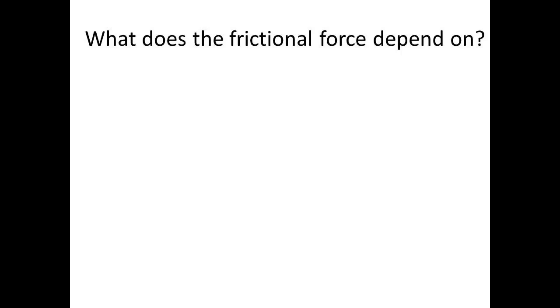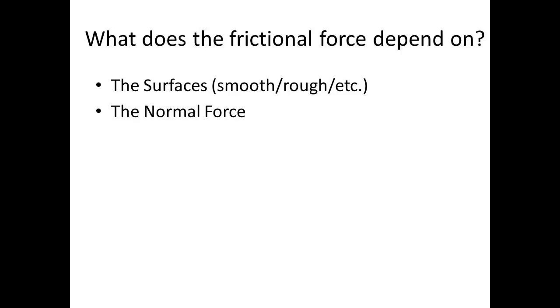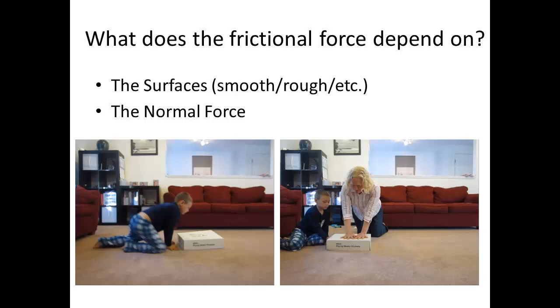The first is pretty obvious, the two types of surfaces. For example, if I try to move a box across the room, it depends both on the material that the floor is made of and the material that the box is made of. The second thing the frictional force depends on is the normal force. Now, this is related to the weight, but it is not equal to the weight.